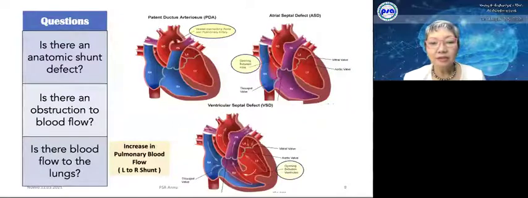So this slide shows you three levels of shunt. One is outside of the chambers, which is PDA. The other is across the atrium, ASD, and VSD is a shunt across the ventricles. All have increased pulmonary blood flow with a left to right type of shunt.